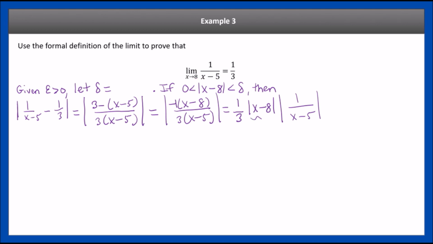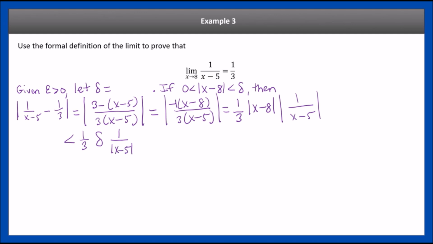So now we can replace that with our delta. So in that case, we can say this has to be less than 1/3 times delta, and then 1 over the absolute value of x minus 5. Okay, this is the same thing as 1 over the absolute value of x minus 5.